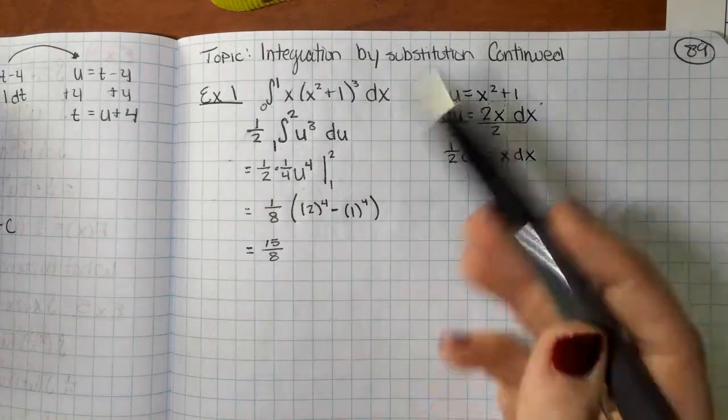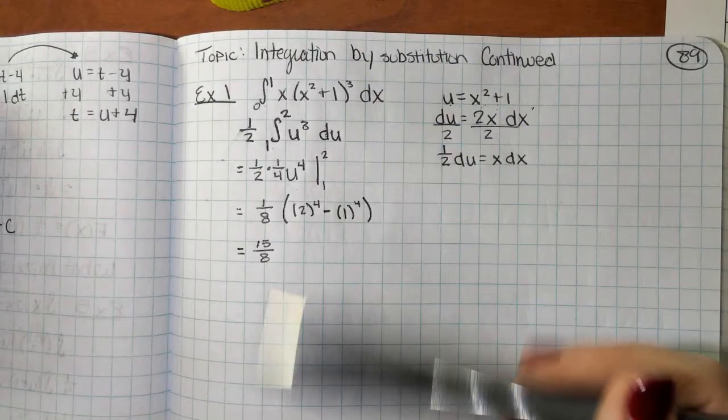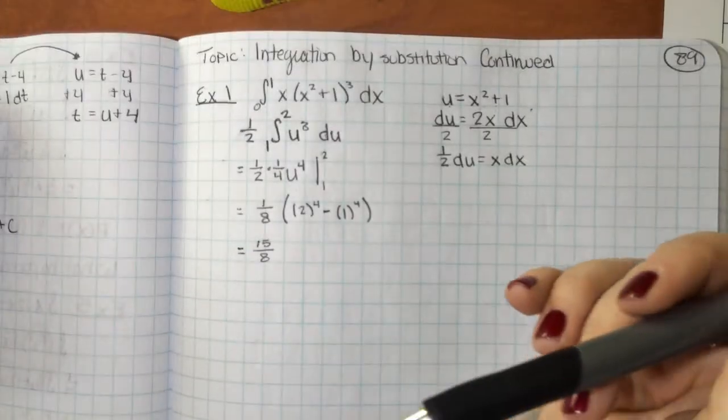Especially with u substitution, because if you didn't, your calculator's doing it the other way. It's doing u substitution, plugging the x back in, and then using those bounds of 0 and 1. Okay?